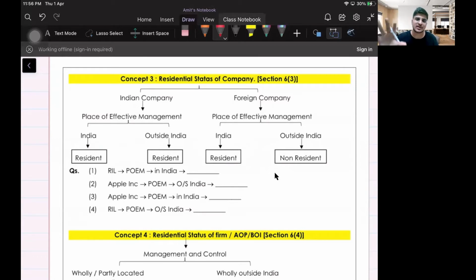So as far as Indian company is concerned, place of effective management is of no relevance. Indian company is going to be resident in India. If POEM is in India, then Indian company is resident. Even though POEM is wholly outside India, it will still be considered as resident. So Indian company के लिए there is no brainer. POEM India में है नहीं है does not matter. Resident company हो जाएगा. But in case of foreign company, we'll have to see the POEM. If the POEM is in India, then resident. POEM is outside India, you are a non-resident. I hope everything is crystal clear.